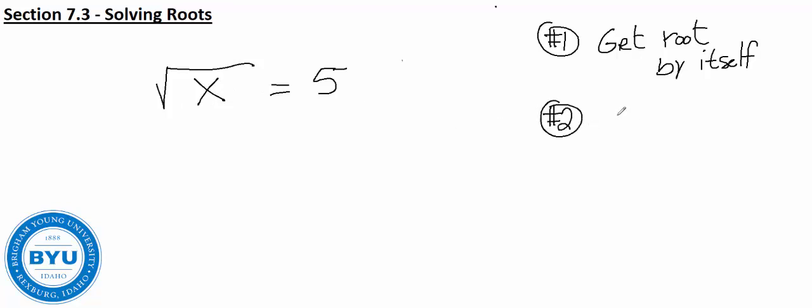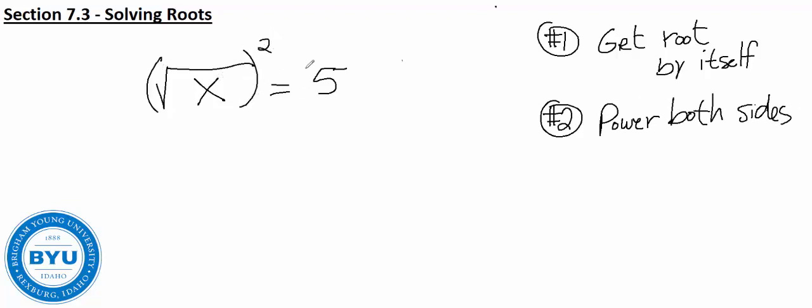In step number 2, we need to undo the root. What's the opposite of a root? We learned it in the last lesson. Opposite of a root is a power or an exponent. So we're going to power both sides. Because it's a square root, I'm going to take both sides and raise it to the second power, because I know that a root will kill a power, or a power kills a root. That leaves me simply with x equals 5 squared, which is 25. Oh yeah, that makes sense.